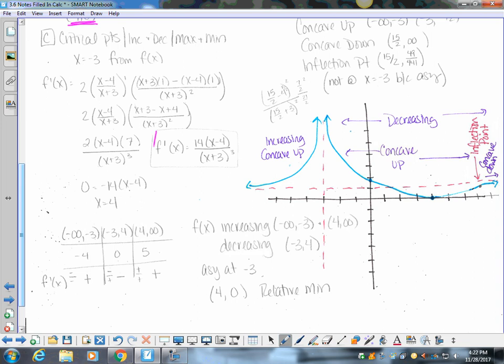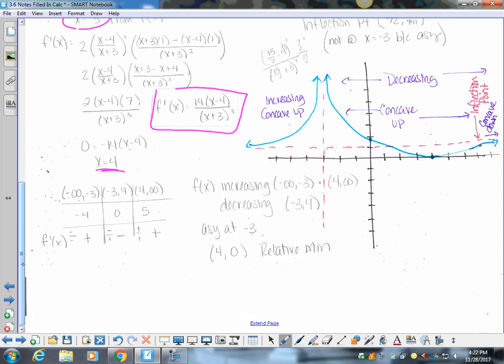Cleaned up, then set him equal to 0. The bottom's going to go away. And then here I just divided by -14, so it went away and then added 4, and I got x equals 4. But remember, you have x equals -3 from the original functions where he misbehaves. So I've got stuff happening at -3 and at 4. Those are my critical values.